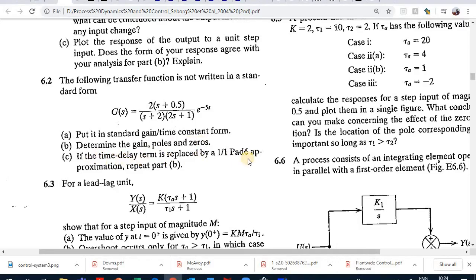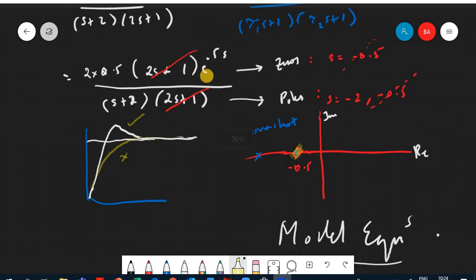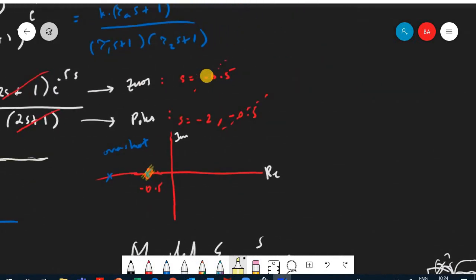Now, if the time delay is replaced by a 1/1 Pade approximation, repeat part B. So if you replace this e to the power minus 5s with a 1/1 approximation, of course the answer is going to be different in some way. And in this case, how is it going to be different? It's going to be different in the sense that we are going to substitute here.